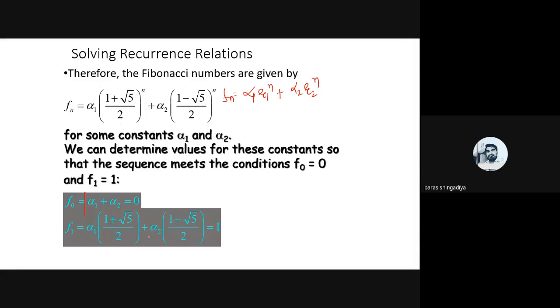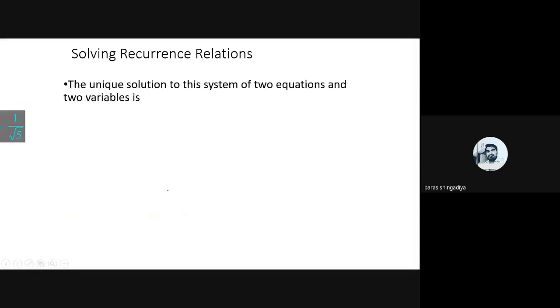ठीक है, इन दोनों को आपको अब सॉल्व करना है. ठीक है, and when we solve it, we'll get the two values. Alpha 1 is 1 by root 5 and alpha 2 is minus 1 by root 5. Okay, how can we solve it?